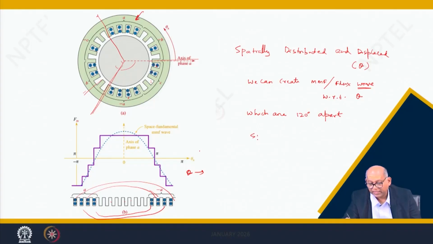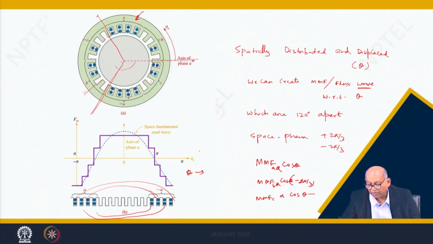That means, in space they are having a spatial phase lag, space phase, not the time phase, of plus twice pi by 3 or minus twice pi by 3. So, for the MMF wave, suppose phase A MMF is cos theta, then MMF of phase B will be cos theta minus twice pi by 3, and MMF of phase C will be proportional to cos theta plus twice pi by 3.